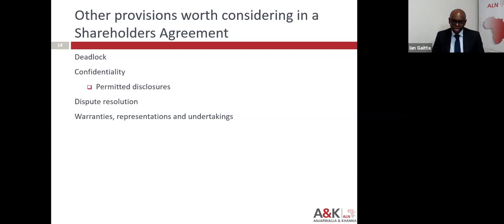Then, of course, dispute resolution. And again, there's no one size fits all.